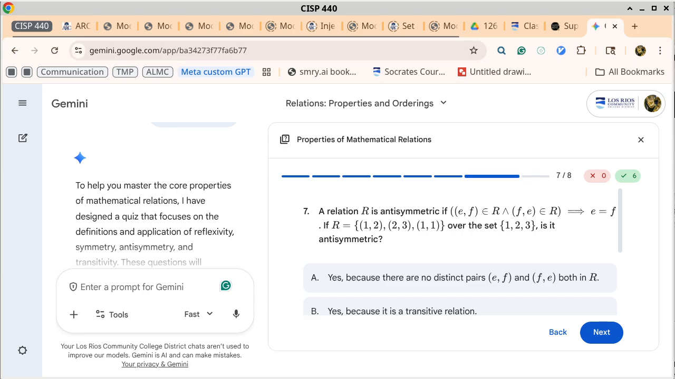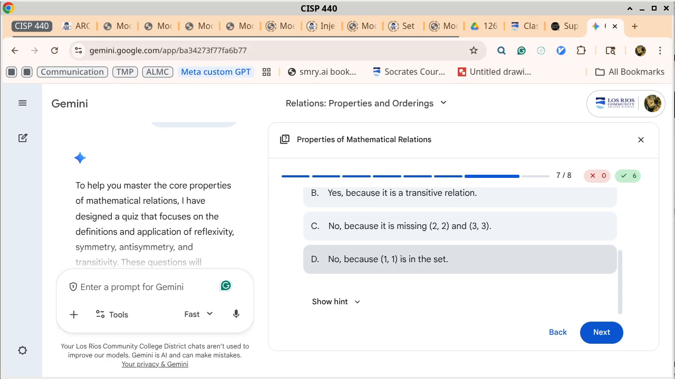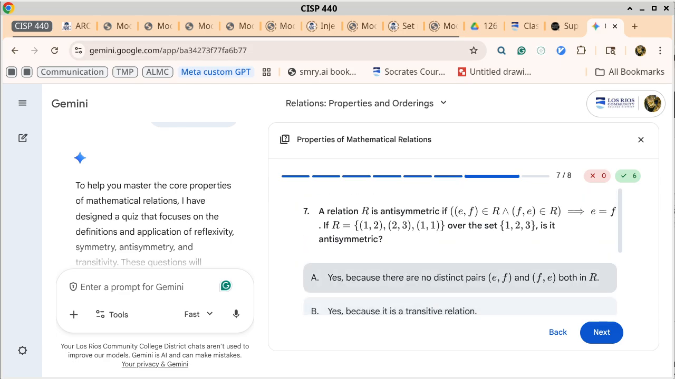A relation R is anti-symmetric if EF in R and FE in R implies E equals F. If R is {(1,2), (2,3), (1,1)} over the set {1, 2, 3}, is it anti-symmetric? The answer is yes, it is anti-symmetric. Although okay, let me see. The explanation is the trick here.